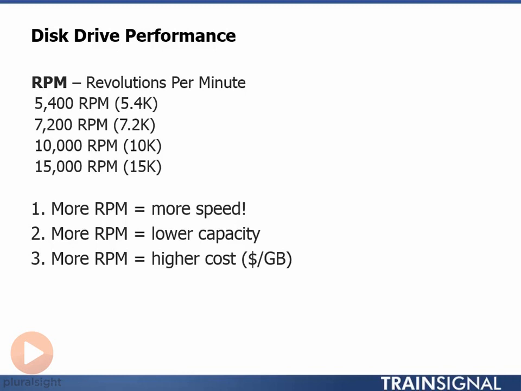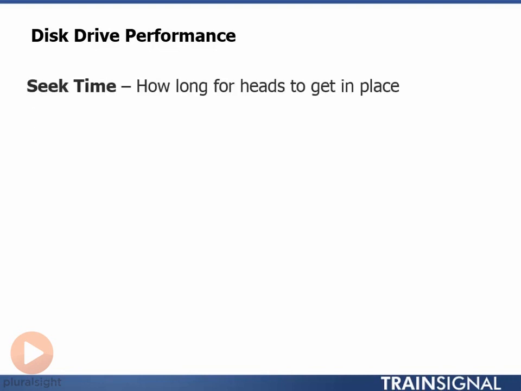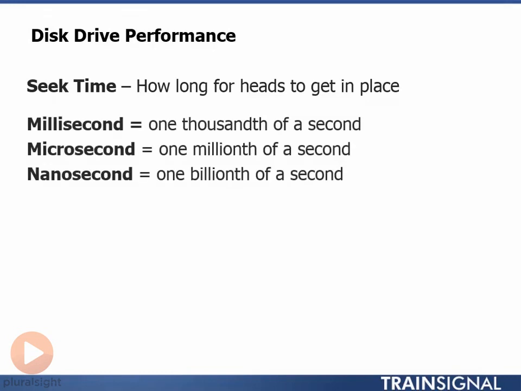Something else that significantly affects the performance of the disk drive is seek time. Seek time is how long it takes for the actuator to position the read-write heads over the correct area of the disk. Again, faster is better, but like with most things in life, faster also costs more money. We measure seek time in milliseconds.